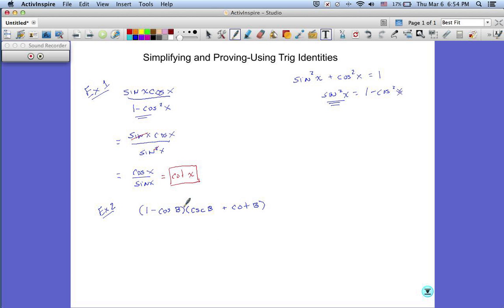Well, this says to multiply. Maybe I'll multiply. So I'll send my 1 through, and I get cosecant of b plus cotangent of b. Now I'll send my cosine through, and I get minus cosine of b times cosecant of b minus cosine of b times cotangent of b. Well, that doesn't look any nicer. That looks worse.